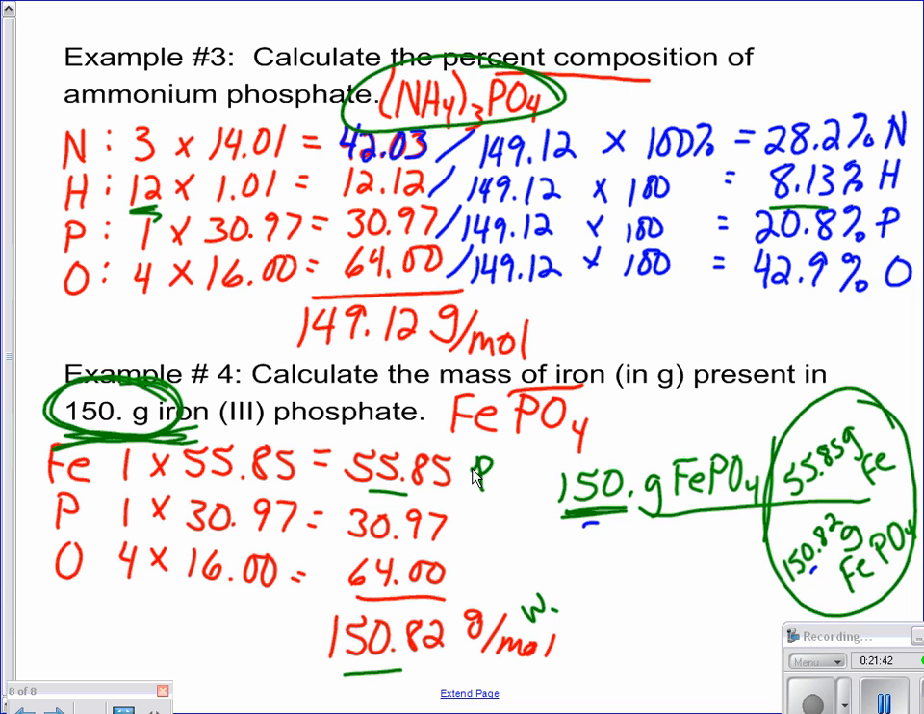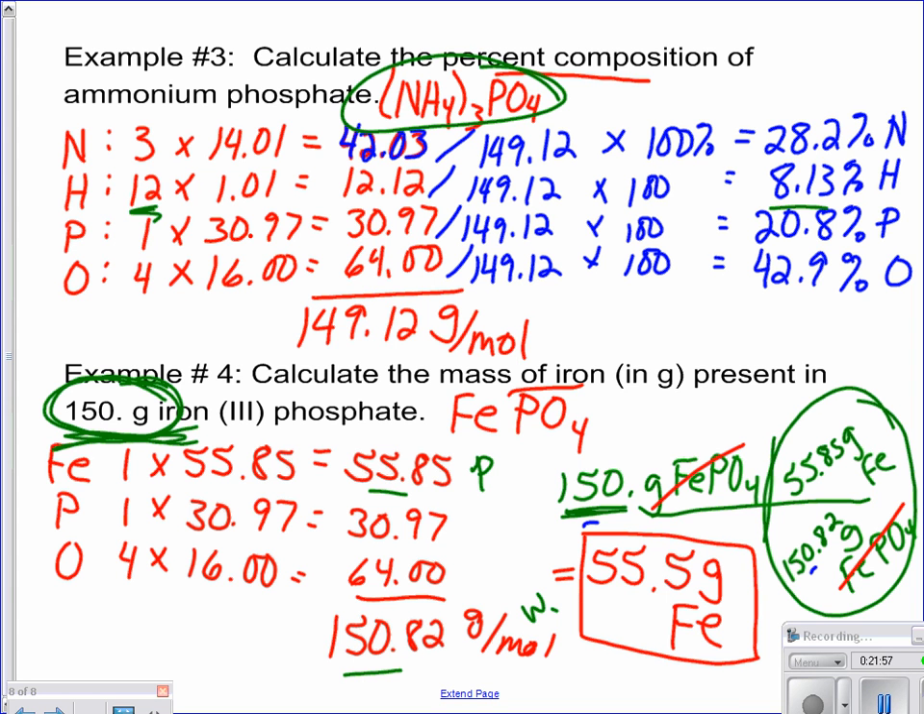All right, so when we do that, anybody plug that in? What'd you get? There we go. 55.5 grams of just your iron.